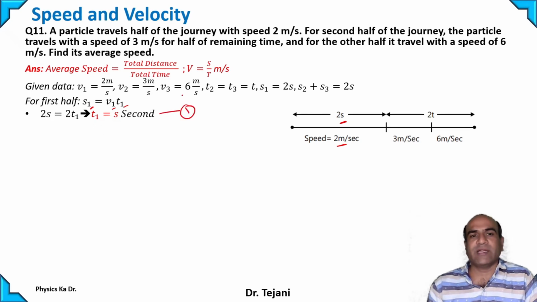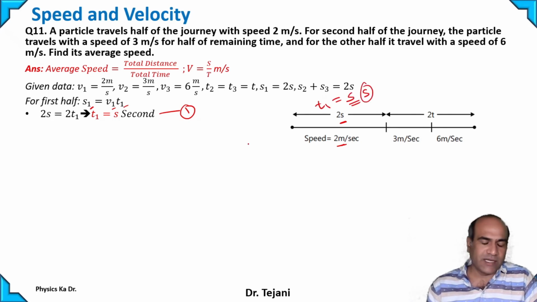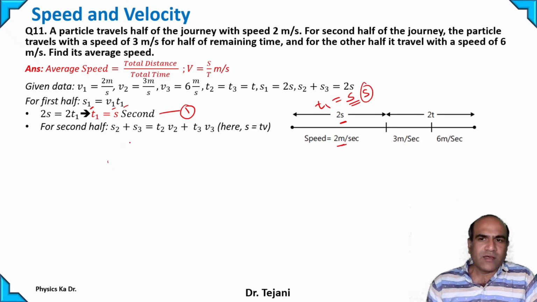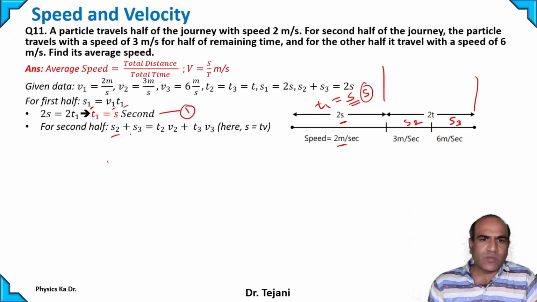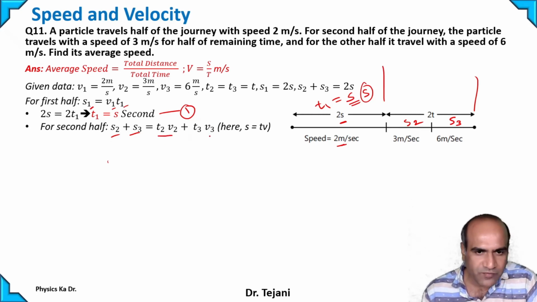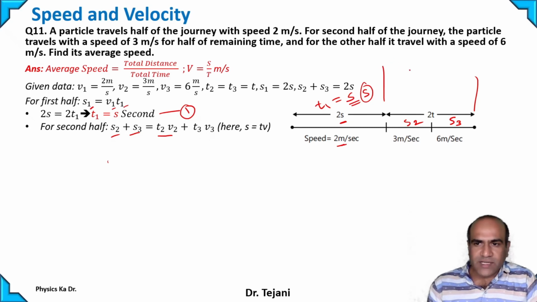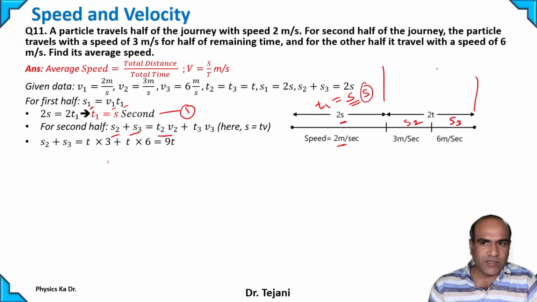Let's put this as equation one. The time required for this interval is S1 by V1 seconds. Good. For the second half, we are talking about this half, which has S2 and S3. S2 plus S3, we can convert this equation in terms of T2 V2 and T3 V3. In this case, time is given for T2 and T3. Here time is T, here time is T.